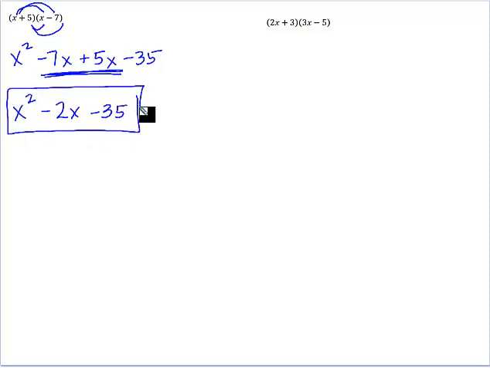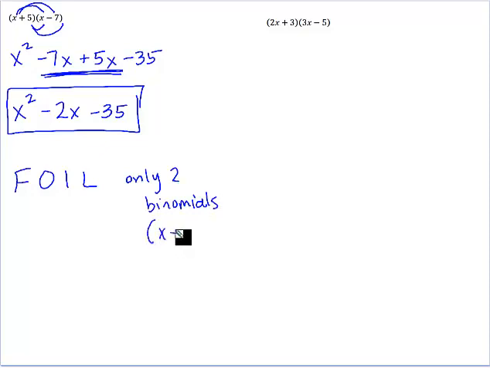Some of you may be saying, oh, Ms. Burns, I know a different way how to do this. There is another way that many of you learned, which is called FOIL. FOILing only works when you have two binomials multiplied by each other. Binomials means that you just have two terms, like x plus y.